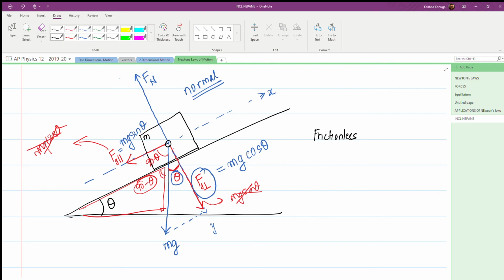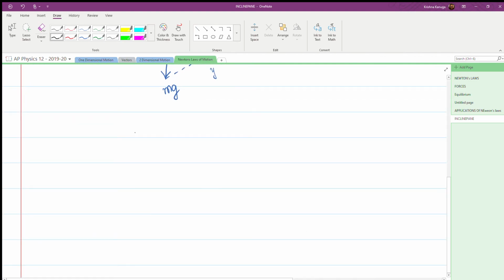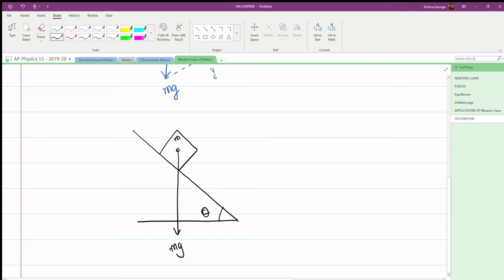Now if you understood this picture, what I suggest you do is try out this one. I'm going to draw this with some inclination theta and put a block m here. Once again, you have mg pointing down, then you have fn pointing up, and I want you to write down the components of mg.